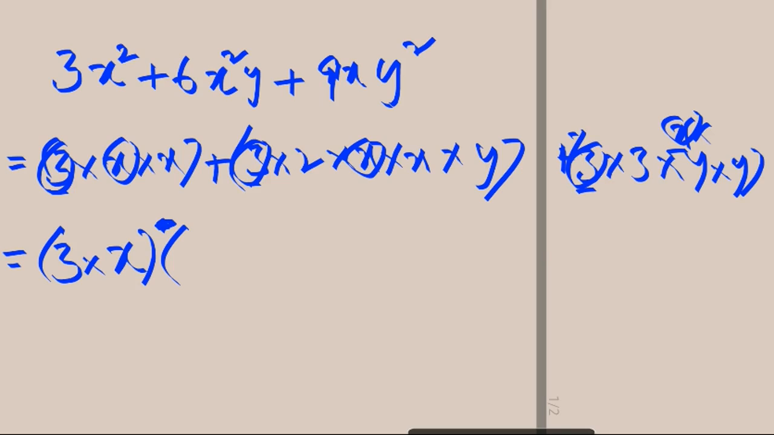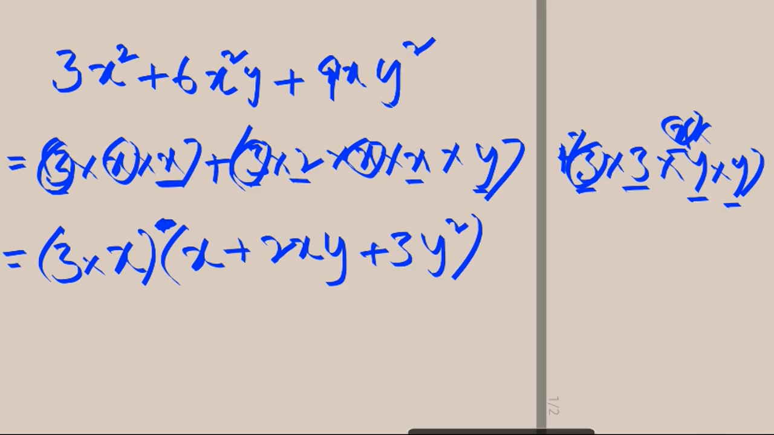So now what is left? From the first term x is left, plus from the second term 2xy is left. From the third term 3 and 2 y's are left, that means 3, and 2 y's means y square we can write. So that is the final thing. After factorization we got 3x and x plus 2xy plus 3y square as the other factor. So these two are factors of the given expression.